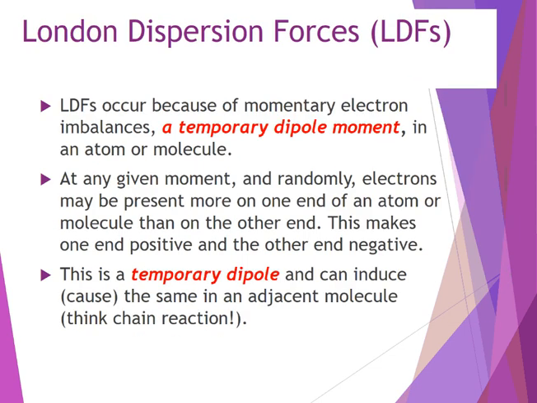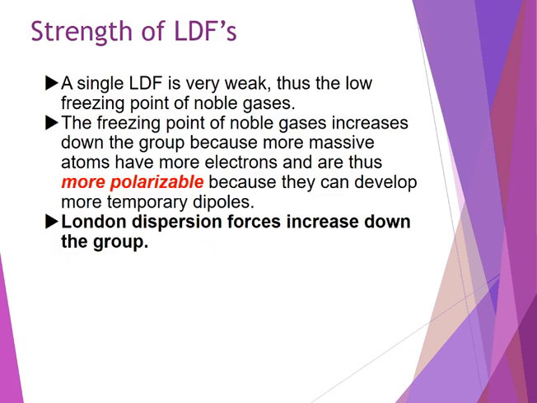We call this a temporary dipole because electrons are constantly in motion, constantly changing where they are. Because of that, whatever dipole might form can just as simply go away. So this is the reason we call it a temporary dipole. As far as strength, it's very weak. And when we talk about freezing point, we can talk about noble gases.